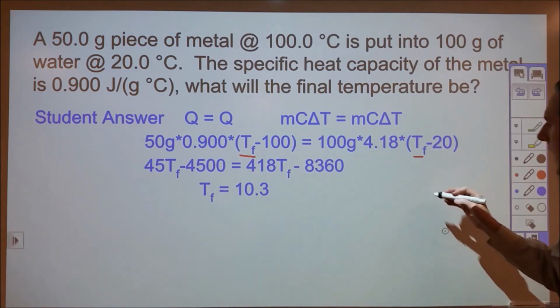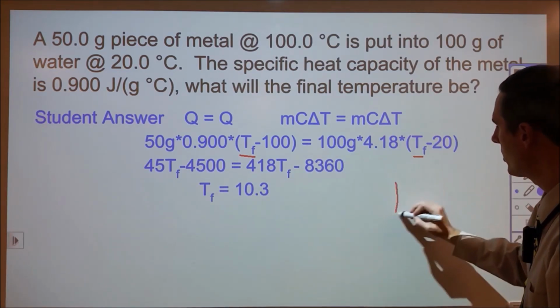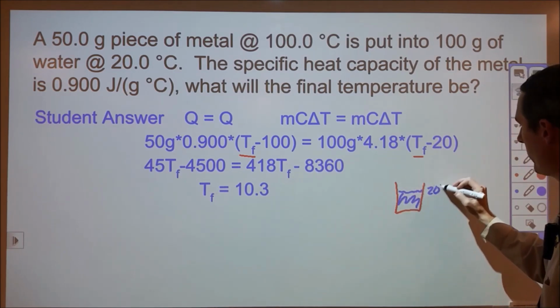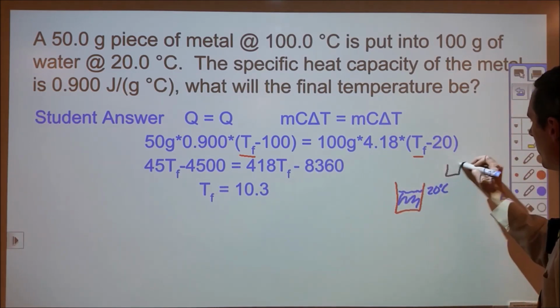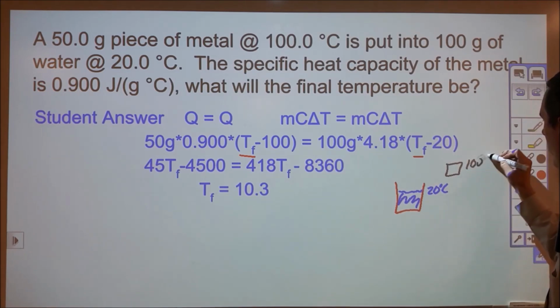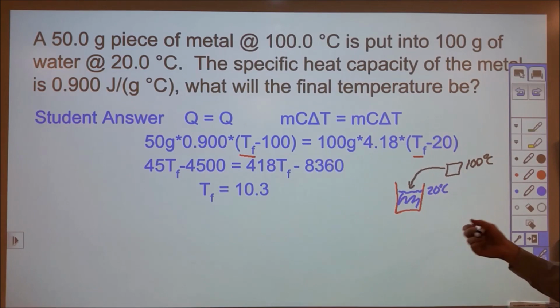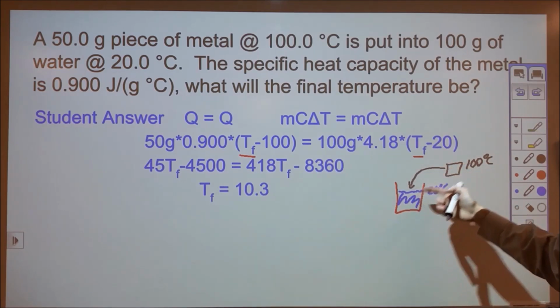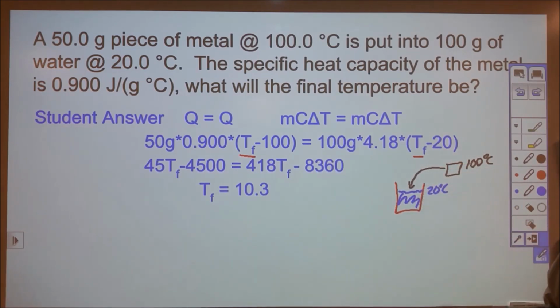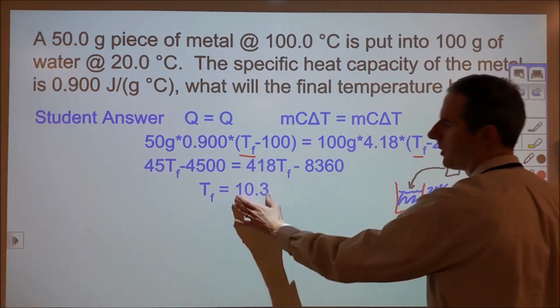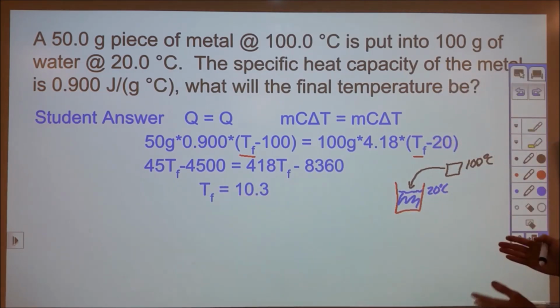So a small problem with that is that initially we're dealing with a situation where we have some water at 20 degrees. We take a big chunk of metal at 100 degrees and put the chunk of metal into here. We would expect the final temperature to be somewhere between 20 and 100. It doesn't necessarily need to be the average of the two at 60, but having a final temperature of 10.3 should indicate that something went wrong here in the calculations.